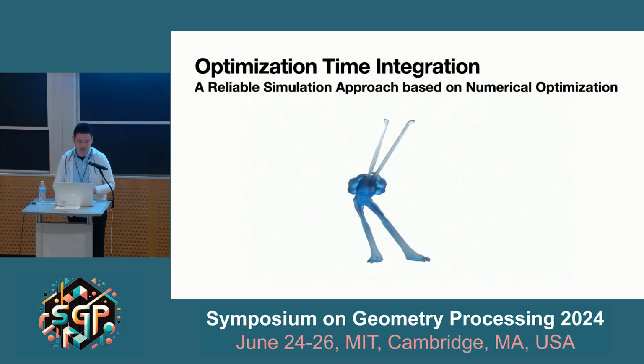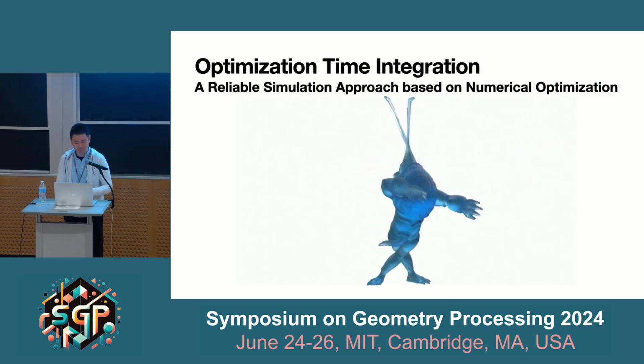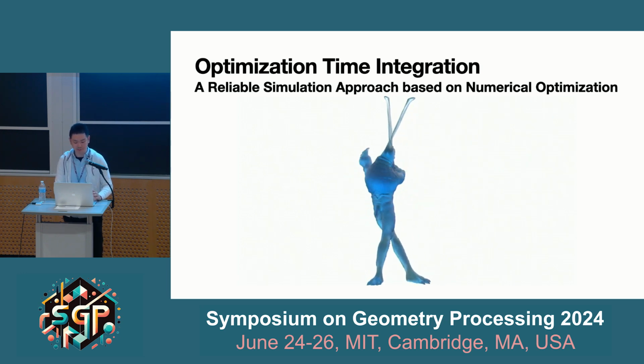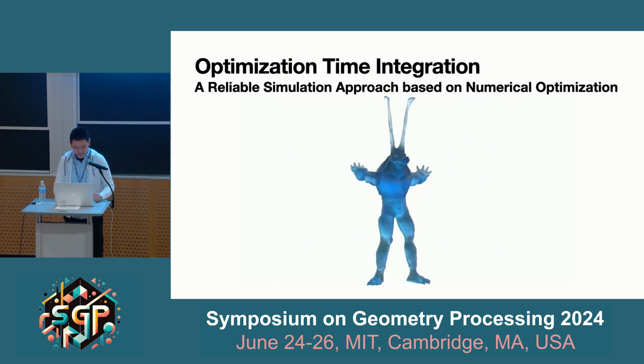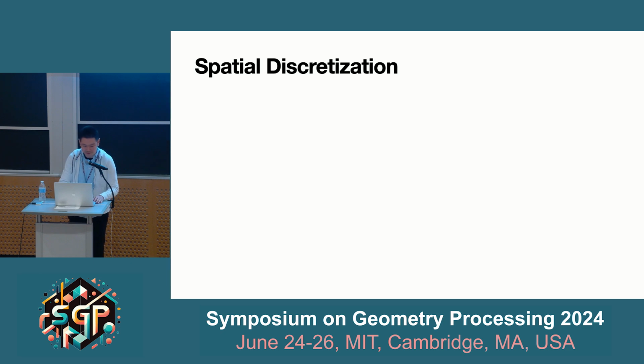There are also many ways to realize physics-based animation. Today, we will focus on one of the techniques, which is the optimization time integration. It is a reliable simulation approach based on numerical optimization. I would like to introduce it starting from distortion minimization, since it is deeply related. It's also where I started before learning animation. My first geometry paper is about garment animation, and also designing the garments for animation. And my second paper is about parameterization, working with Justin. So about distortion minimization, we first want to discretize the space so that we can solve for different postures for the objects.